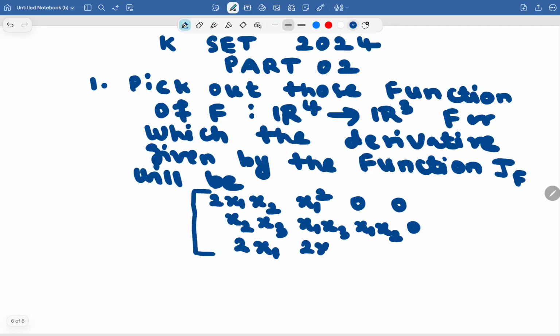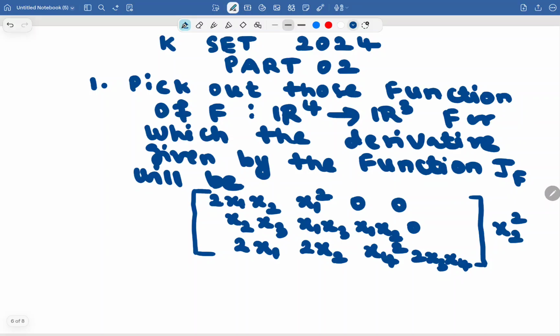2x1, 2x2, x4 square, 2x3, x4, x2 square.